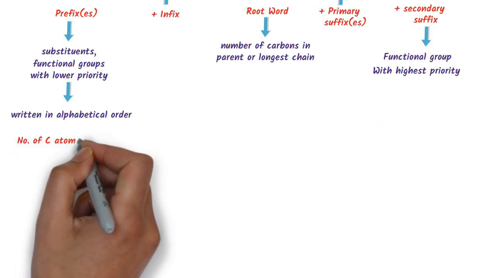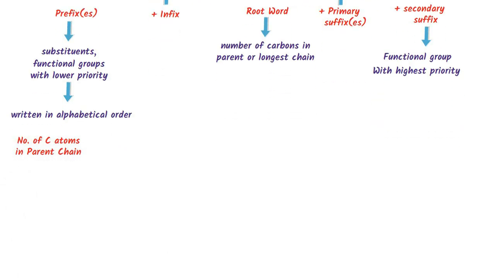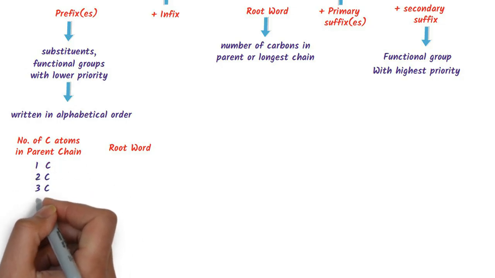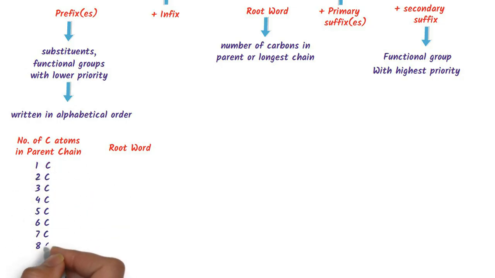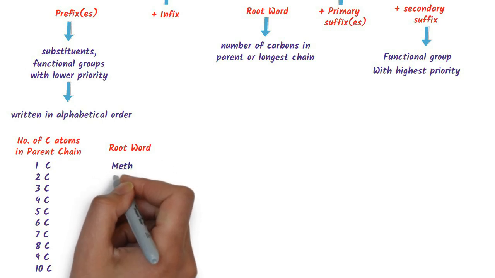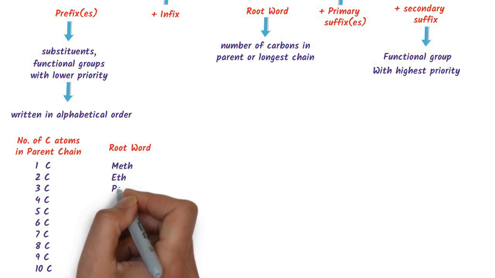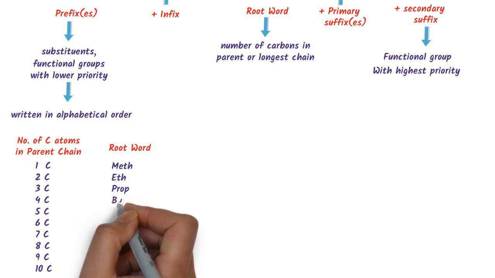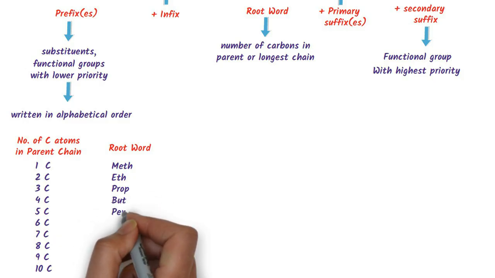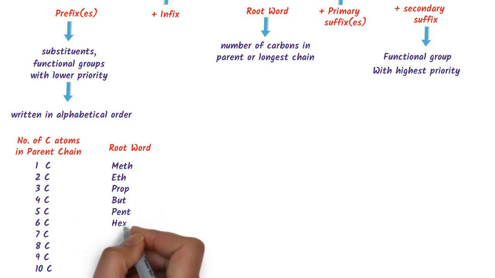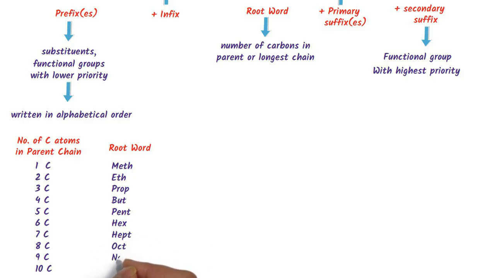Now let us see the root word for particular number of carbons in the parent chain. Let me write the parent chain carbon numbers in this column. For 1 carbon, root word is meth. For 2, eth. For 3, prop. For 4, but. For 5, pent. For 6 carbons, root word is hex. For 7, hept. For 8, oct. For 9, non. For 10, dec.